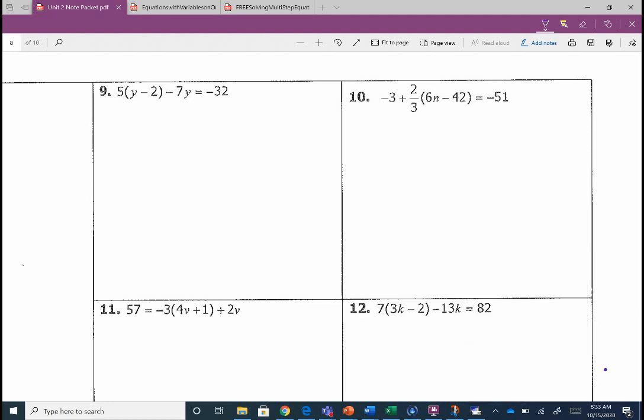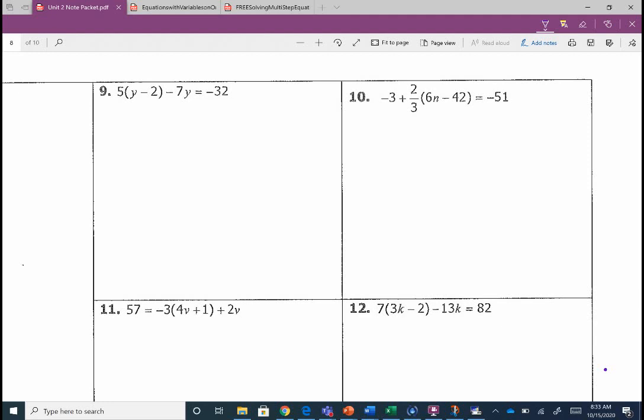So let's look at number 9. In number 9, step 1 says we have to distribute if needed. How do I know I would need to distribute? What's part of my question if I need to distribute? The parentheses. Those are new for us. We haven't distributed until today. So the parentheses tell me, yep, hey, I've got to distribute first.